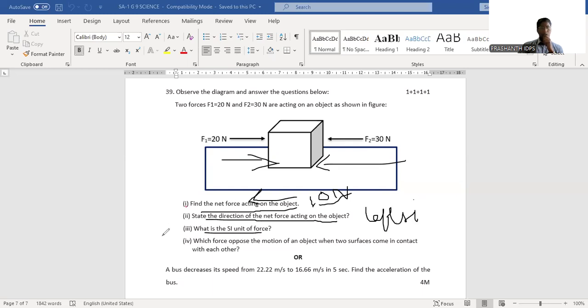And then what is the SI unit of force? The SI unit of force is Newton. Which force opposes the motion of the object when two surfaces come in contact with each other? Frictional force. So friction force.